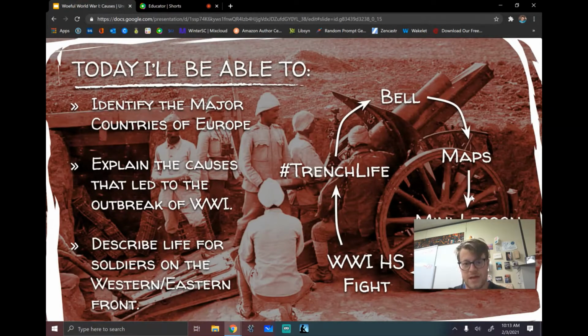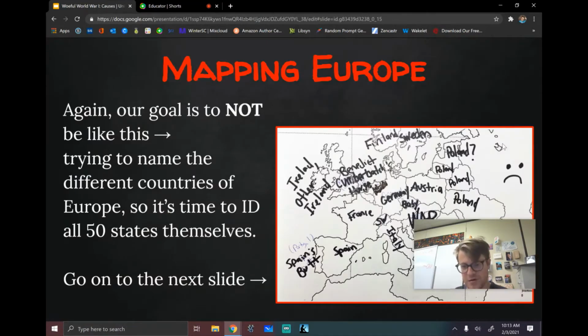Let's go ahead and talk about what our objectives are first. For this unit, our mapping that we need to do is of Europe. We'll talk about that in a second. But today we're mostly going to focus on the causes that are going to lead to the outbreak of World War One. If we get some time, we'll look at what life is like for soldiers on the Western and Eastern Front. But mostly we're going to be focusing on the causes that get us to the First World War, as it is called.